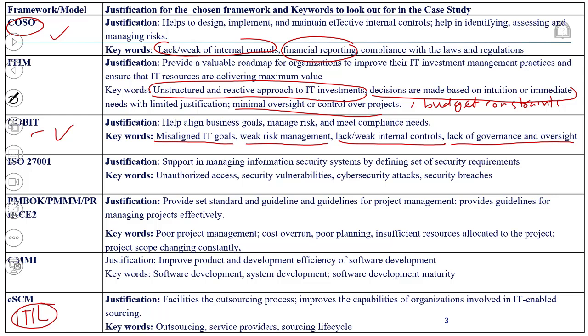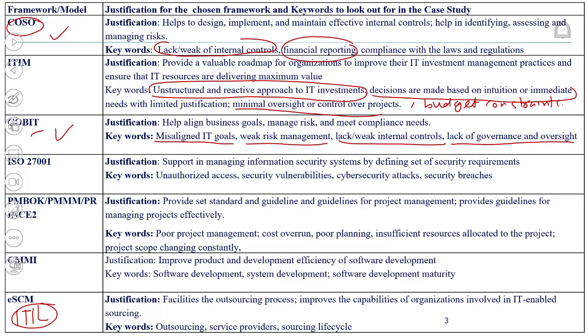So base it on the case study, but generically, you can say that it is to help the business align with the business goals, manage risk, and meet the compliance needs, because that's what COBIT is all about. Then you go to something like ISO 27001. This is your framework for any security-related issues.